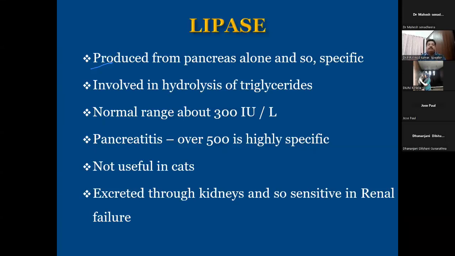In pancreatitis, the level rises over 500, which is highly specific. Again, this is also not useful in cats. In cats, you will have to go for immunoreactive trypsin, which is not available in our place. It may be available in other places, European countries or somewhere. This lipase is also excreted through the kidneys. So if there is kidney disease or renal failure, an increased level of lipase can be seen.